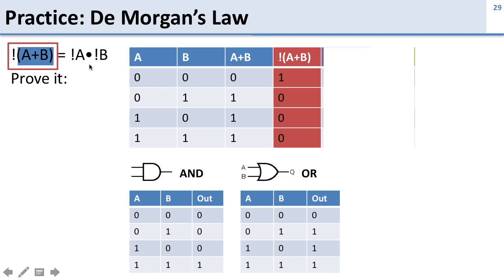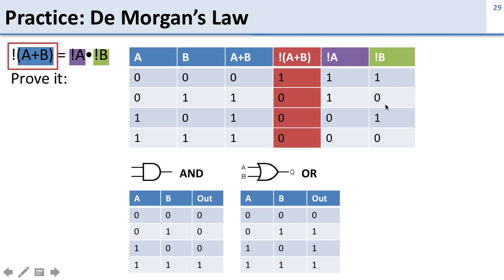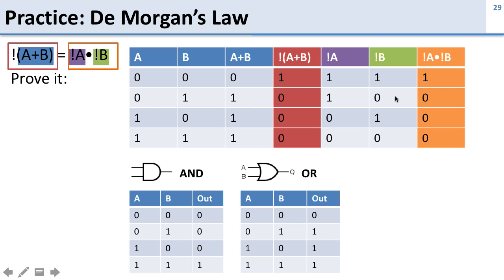Now let's show this is the same as the other side here, which is not A and not B. So to do that, we'll first calculate not A and not B. Here's not A, you can see it's the opposite of A, and here's not B, you can see it's the opposite of B. Now we'll AND them together, and what we get for not A and not B is 1, 0, 0, 0, which is the same thing as we got for not (A or B). So that shows that De Morgan's law is correct.